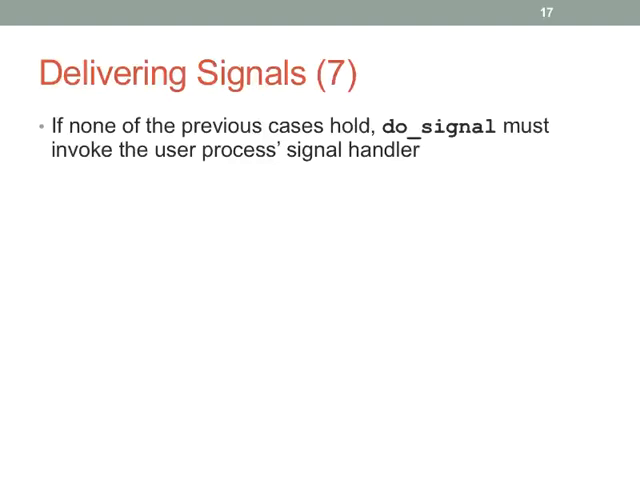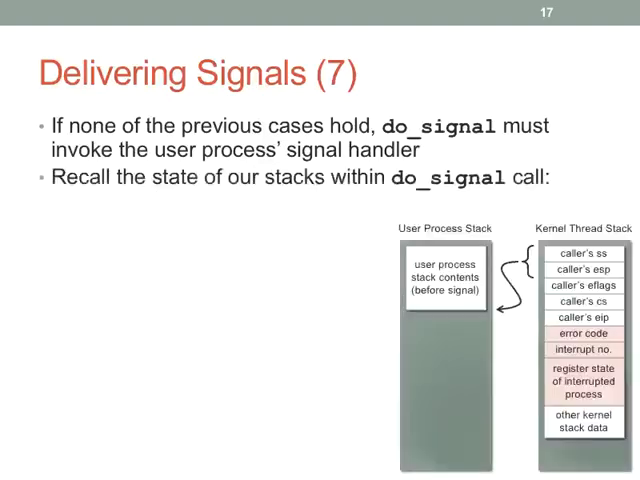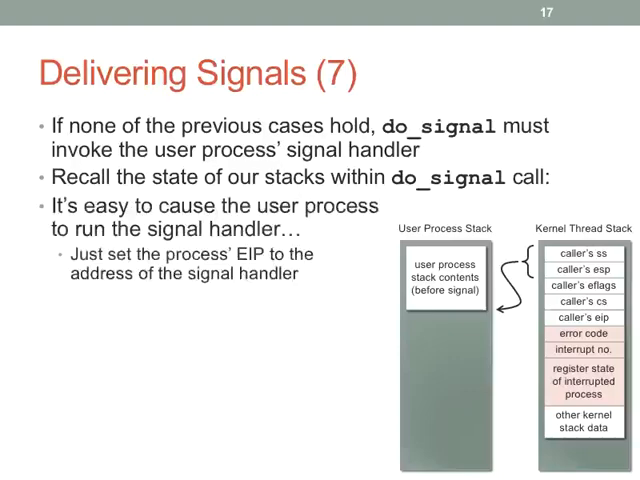So if we've gotten through all of those steps and the kernel couldn't handle it on its own, then it has to invoke the user process signal handler. And remember that this is actually the state of our stacks within doSignal. So we had the user process stack, it's got some stuff on it. We're in the kernel, so the user process's machine context has been recorded to the kernel thread. Okay, so we have all of that stuff. We have a few other details on the kernel stack because we're inside of doSignal, so that's why we have other kernel stack data at the very bottom. But this is the state of our system when a signal is being delivered.